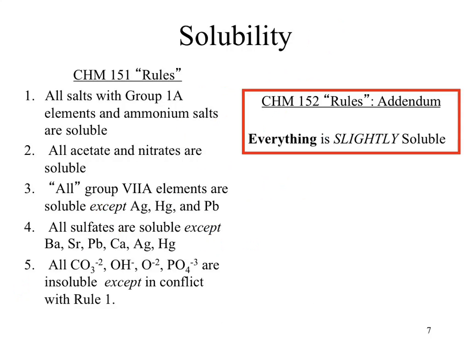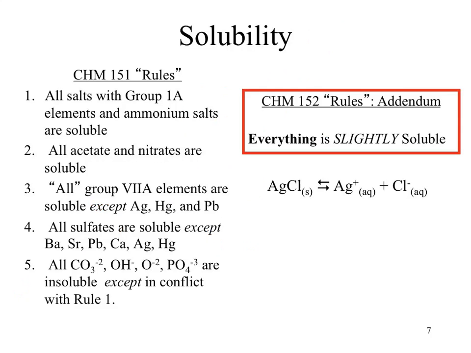When it comes to solubility, in 151, we went through very particular rules. It was either soluble or insoluble. We didn't have any kind of gray area. When we move into 152, we're going to change that up and say everything has some solubility. Some have more than others. If it's completely soluble, we don't have to worry about it. What we're going to be concerned about are those that are only slightly soluble. Okay? Meaning, according to 151, they were insoluble.